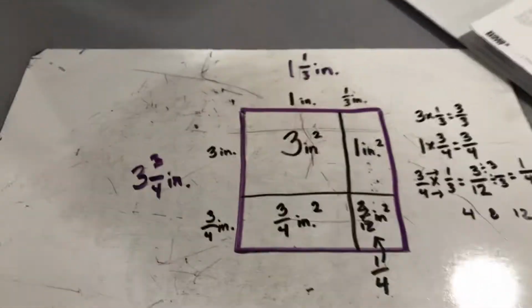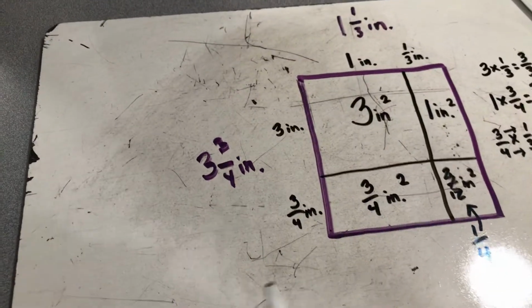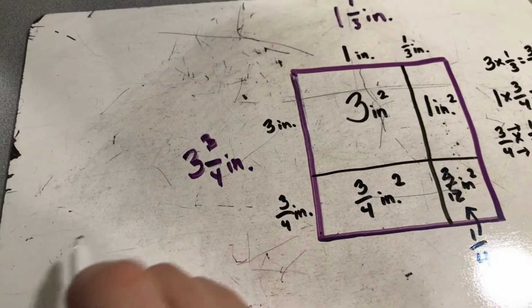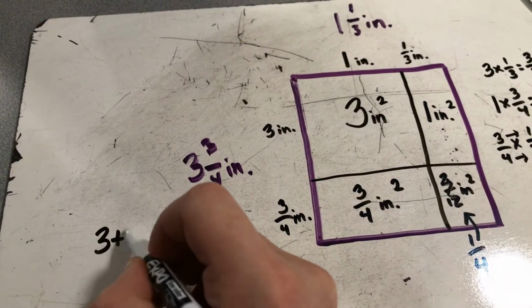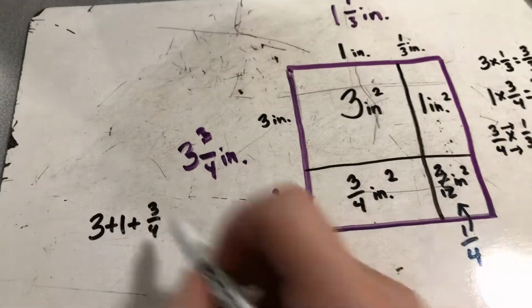Now our job is to add up all our areas in order to get our total area of the entire rectangle. So I'm going to start with the whole numbers here. 3 plus 1, I'm going left to right, plus 3/4, and then plus a fourth.